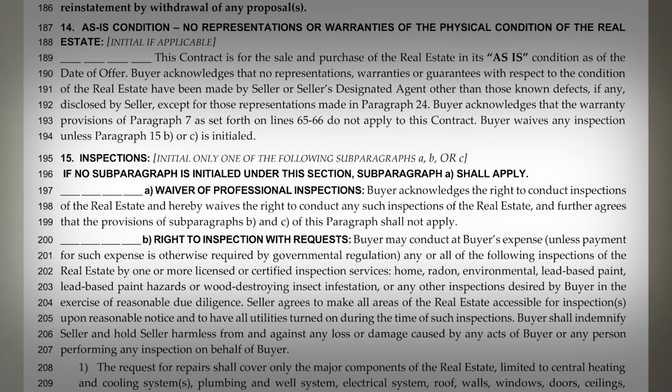Hello, everyone. My name is Carrie Garstecki. I'm the managing broker of Keller Williams Inspire. I will be walking you through the remaining portion of the contract, starting at page 5, paragraph 15, the inspections.